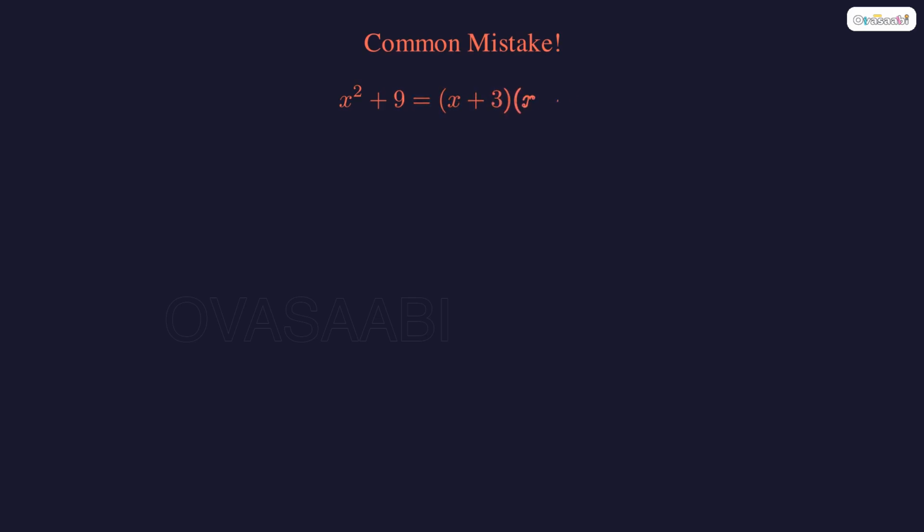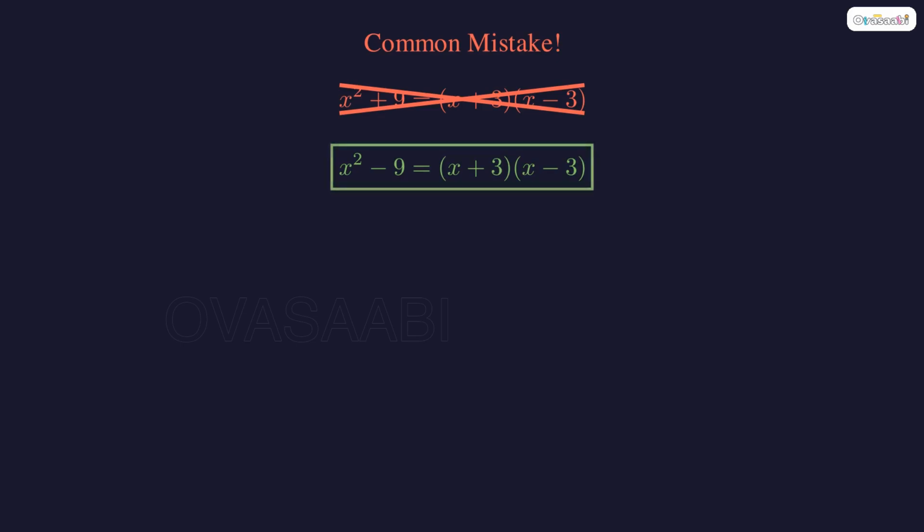Common mistake. Students write x squared plus 9 as (x plus 3) times (x minus 3). Wrong. Difference of squares only works with a minus sign. X squared plus 9 cannot be factored this way.